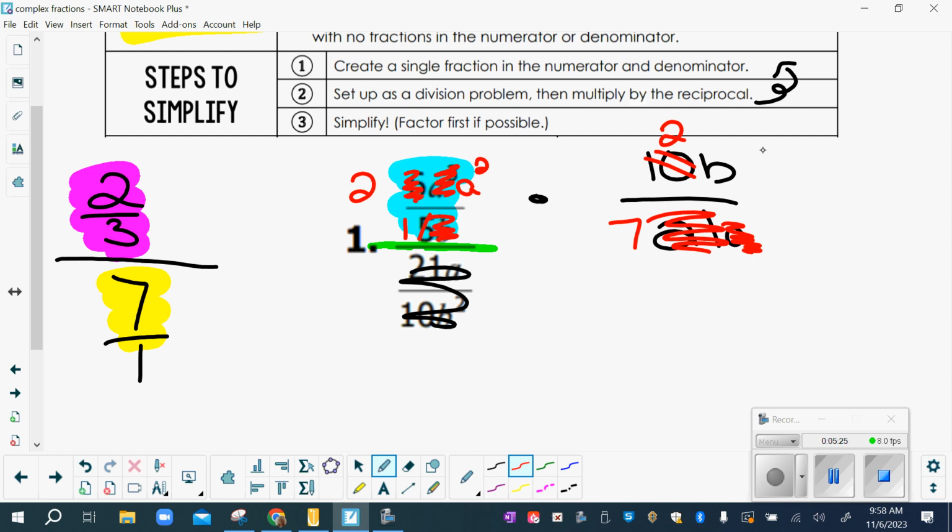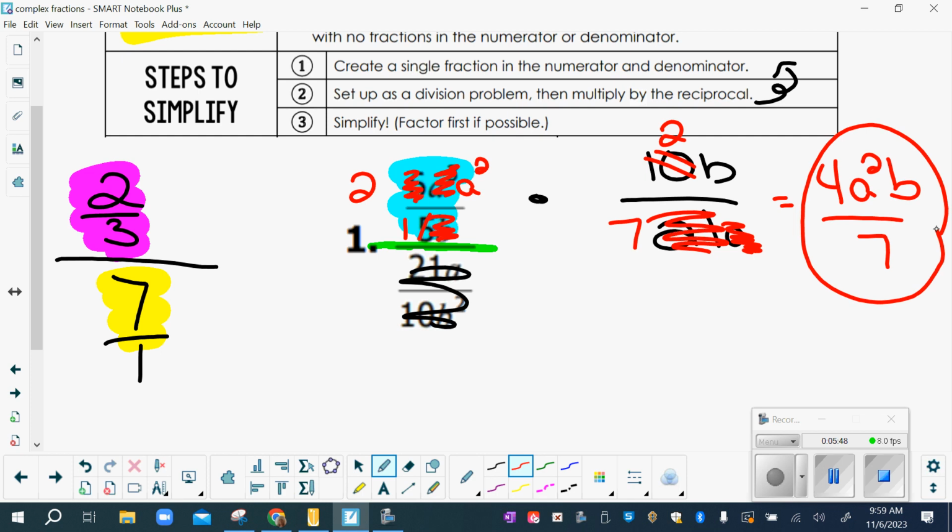I used to teach this last year as factor, cancel, squish. We're going to squish together everything we got. Be very careful. I've got a 2, an a squared, another 2, and a b. So on top, I will have 4a squared b. And on the bottom, it looks like almost everything goes away but the 7. So this crazy fraction, that crazy mess, is really 4a squared b over 7.